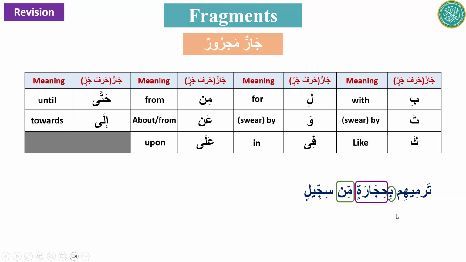Bi is a jar and hijaratin is majroor. So we call it jar majroor. A jar followed by a noun or ism that is in jar status. It has to be in jar status. It comes after the jar. The resulting fragment is called jar majroor.